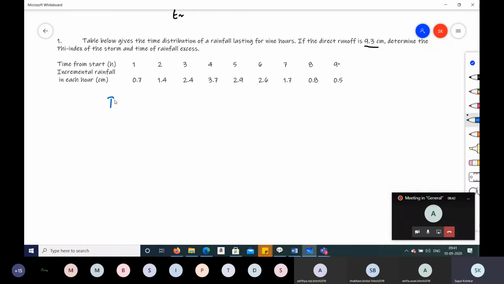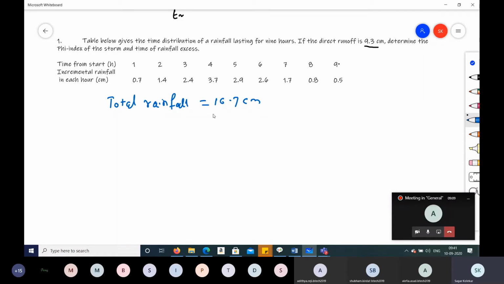Okay, so you just add all these, 0.7 up to the 0.5, so we'll get the total rainfall. So what is the total rainfall in this case? 16.7. Yeah, 16.7. And what is the unit? Centimeter. Now this is the total rainfall.